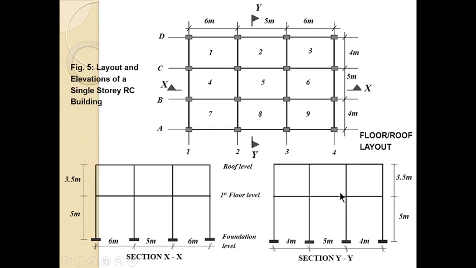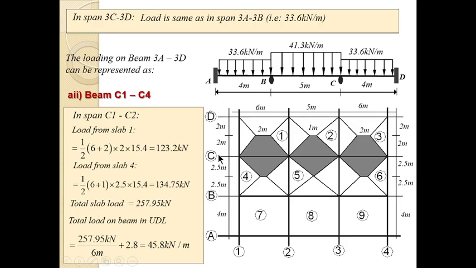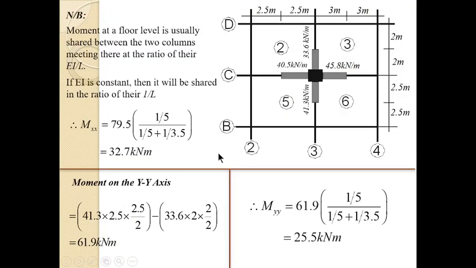So we need to apportion that moment into the portion that is carried by the upper column and the portion that is carried by the lower column. Remember, we are considering the lower column. We are told that we divide the moment between the two columns in the ratio of their EI over L. And if EI is constant, then it will be shared in the ratio of their 1 over L.